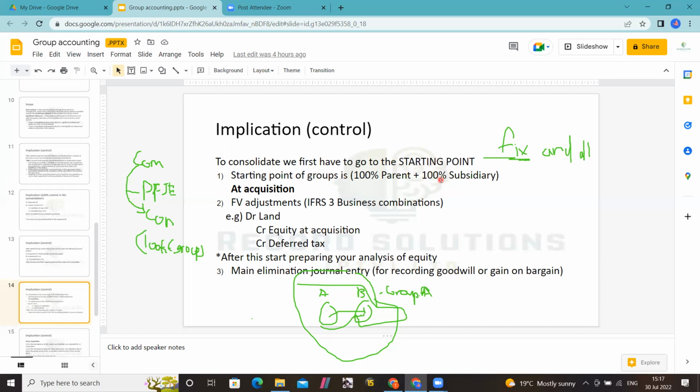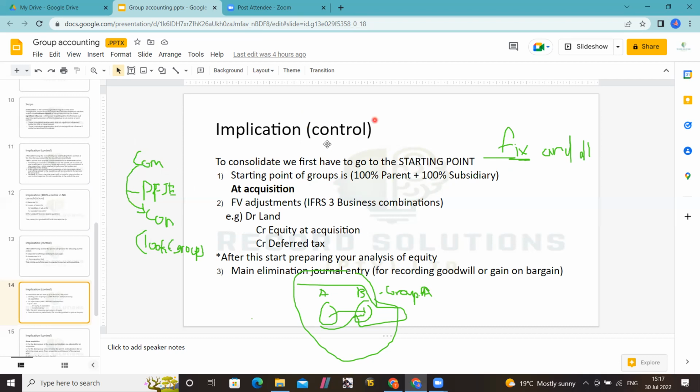So all of the assets debit to the parent, right? Liabilities credit to the parent, equity credit to the parent, profit credit to the parent. Everything is just going to be transferred to the parent first. That's the starting point, right? This is where we actually combine them, right? You see, this is where we actually combine them.